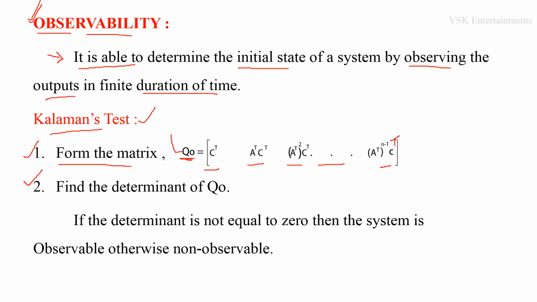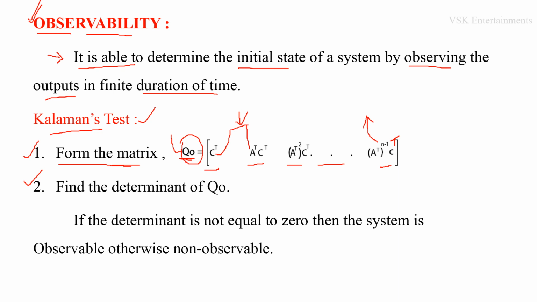Here C is the output matrix and A is the system matrix. These two matrices are obtained from the given state equation. Here n is the number of state variables. Depending upon the number of state variables, we calculate the order of this observability test matrix. That is the first step, where we form the matrix.